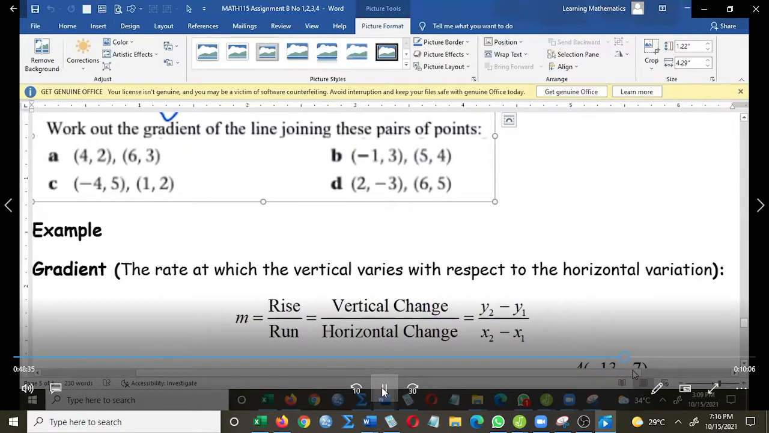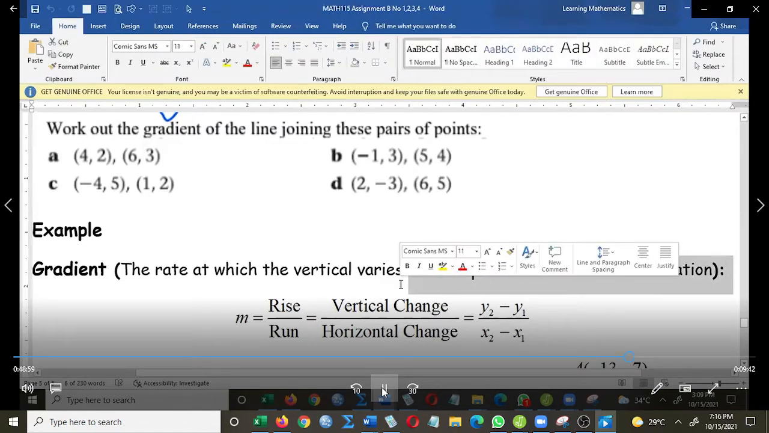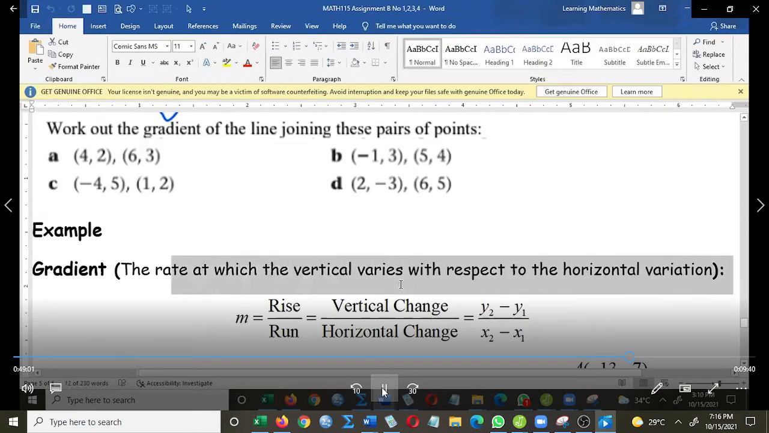Yeah, continue. You're on the right track. Gradient is the rate at which the vertical varies with respect to the horizontal variation. Yeah, look, the definition right there staring at us. The rate at which the vertical varies with respect to the horizontal.